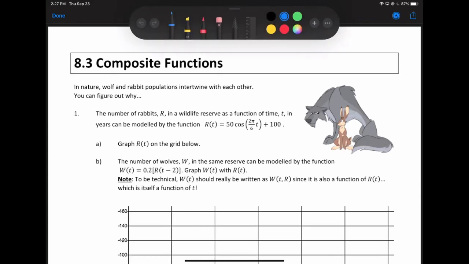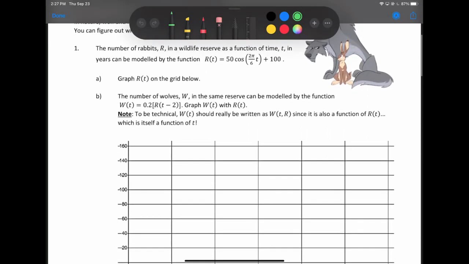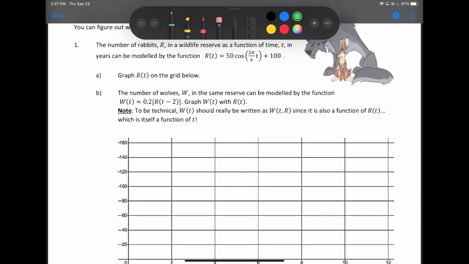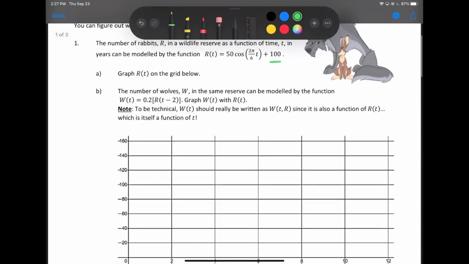I'm going to make the rabbits green, since they're herbivores. We'll draw their graph. Okay, so the cos function we know starts off at its high value and then goes to its low. Our midpoint is going to be 100. That's the plus 100 at the end. However, from there, we're going to go up and down 50 because that's the amplitude of our particular cos function. So that means that we're going to start off at a height of 150.